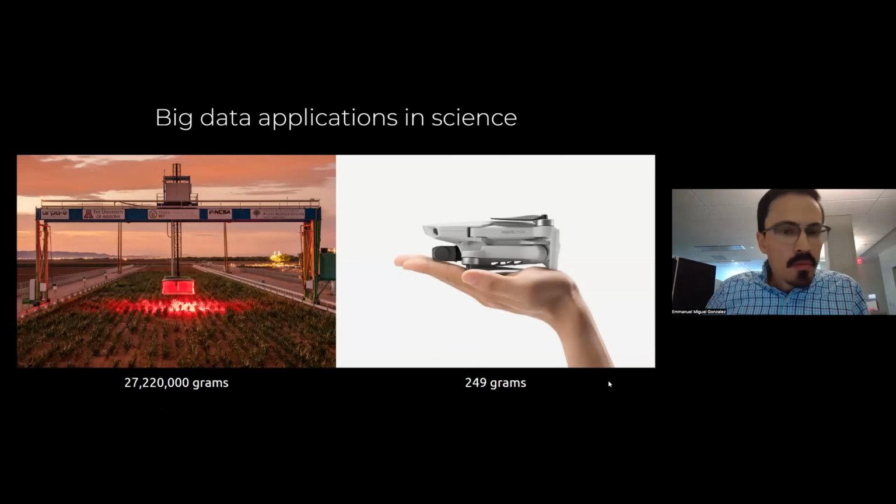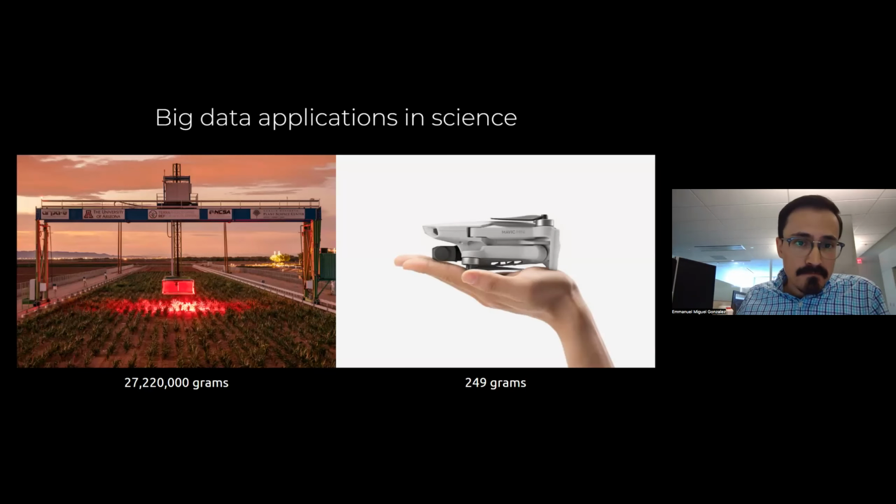So let's take a look at how we can apply the data pyramid within science. So here I have an example of plant phenomics. On the left-hand side of my screen, we can see the gantry, also known as the field scanalyzer. This platform is a plant phenotyping platform that travels along these rails and takes pictures of plants. The system is 27 million grams or 30 tons in weight, and it generates an equally large volume of data.